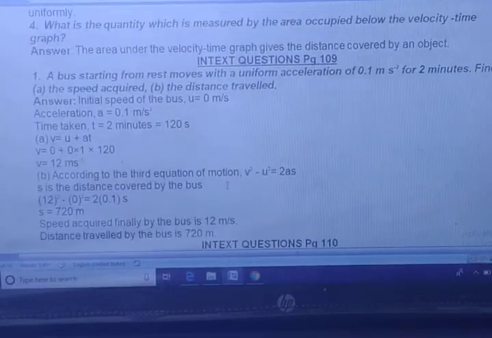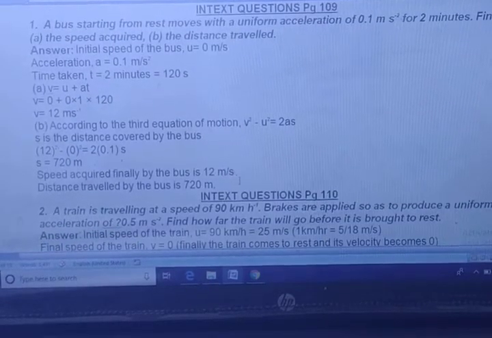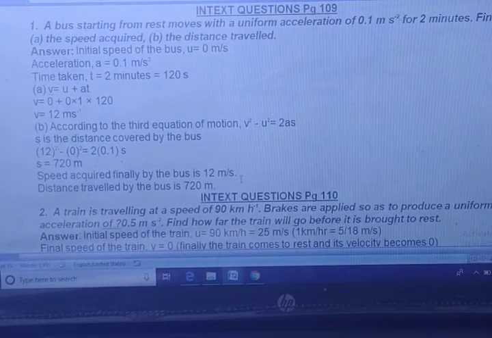After the in-text questions about the motion: a bus starting from rest moves with a uniform acceleration of 0.1 meter per second square for 2 minutes. Find the speed acquired and the distance traveled.